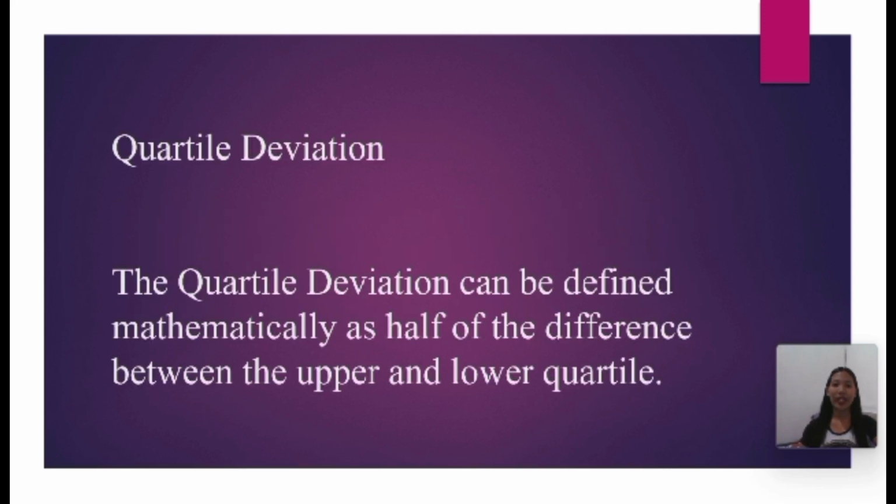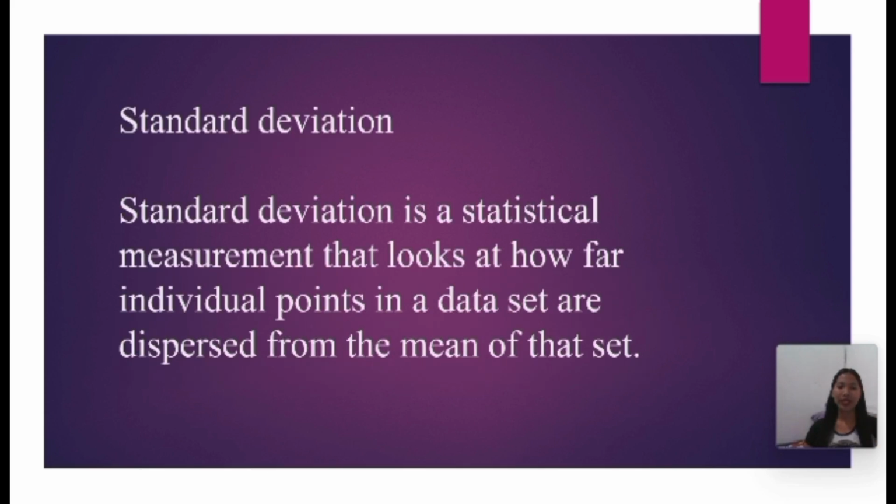The quartile deviation can be defined mathematically as half of the difference between the upper and the lower quartile. Imagine that the class test scores are divided into 4 equal groups. The quartile deviation measures how spread out the middle two groups are. A larger quartile deviation means the middle scores are more dispersed.